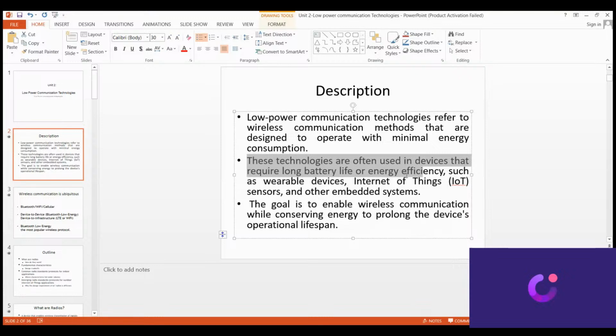These technologies are often used in devices that require long battery life or energy efficiency, such as wearable devices or Internet of Things, where we talk about the sensors and other embedded systems. We are not making use of them in each and every device, but there are certain devices that are applicable to this kind of technology.